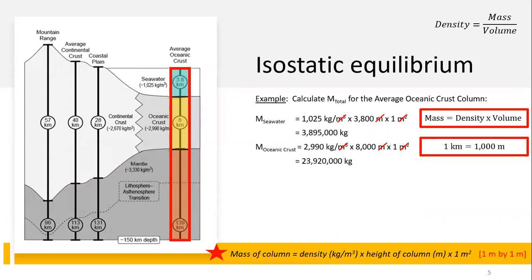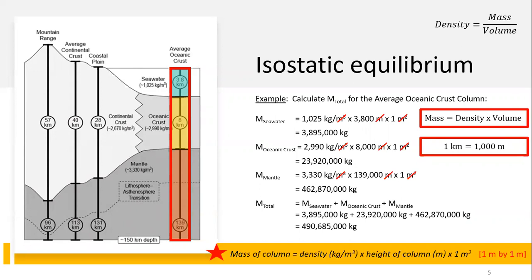We then calculate the mass of the oceanic crust using the same formula. And finally, we calculate the mass of the mantle section, again using the same formula. When we add together the mass of each section of the column, we determine that the total mass of the column equals 490,685,000 kilograms.